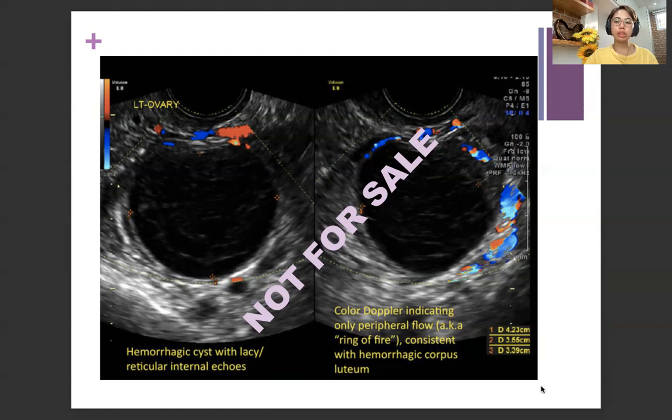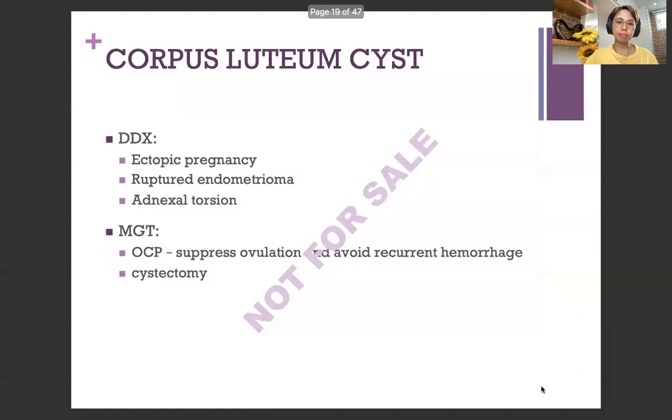Now again, to differentiate, do a pregnancy test. Very simple. Okay, another close differential can be adnexal torsion. Management, if there is a corpus luteum, then hemorrhagic corpus luteum will have to observe. Usually it resolves in 24-48 hours.